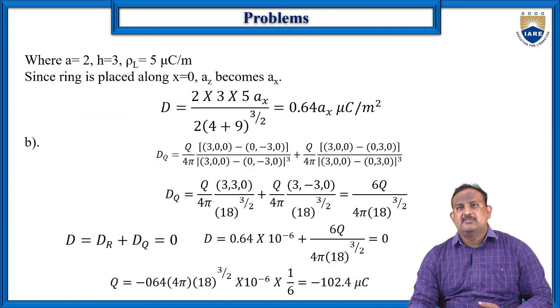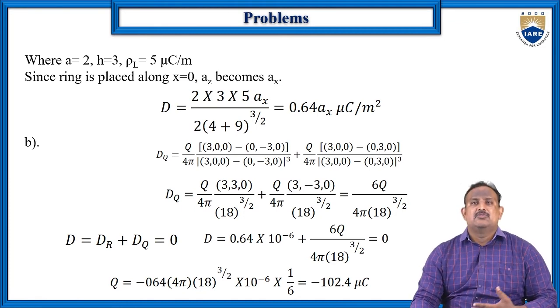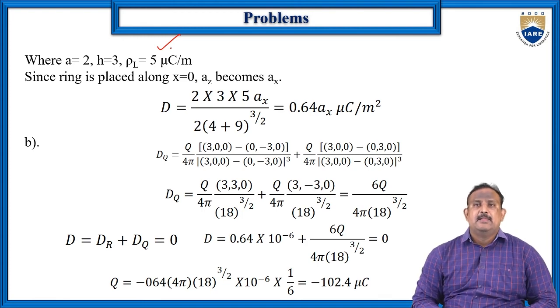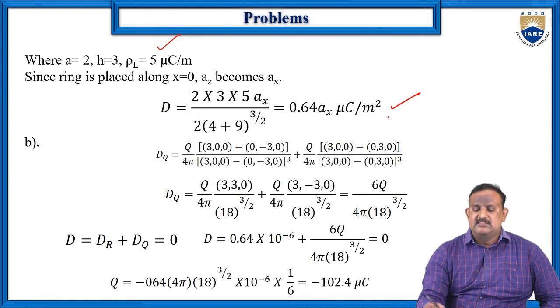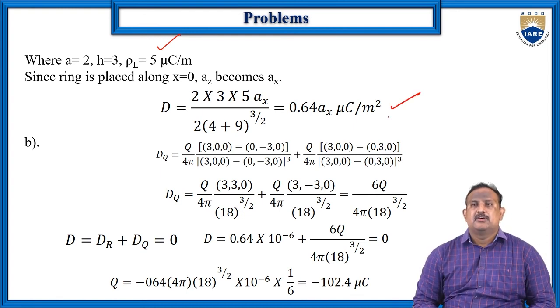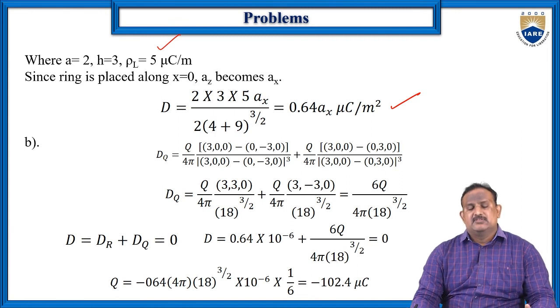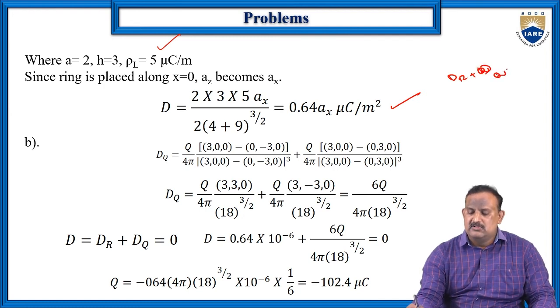Now we need to substitute the values. So here the radius a equal to 3 and height h equal to 3 and rho L equal to 5 microcoulombs per meter is given. So if you substitute the values, D equal to 0.64 a_z microcoulombs per meter square. Now we need to find out the second one, D_R plus D_Q, which is equal to 0.